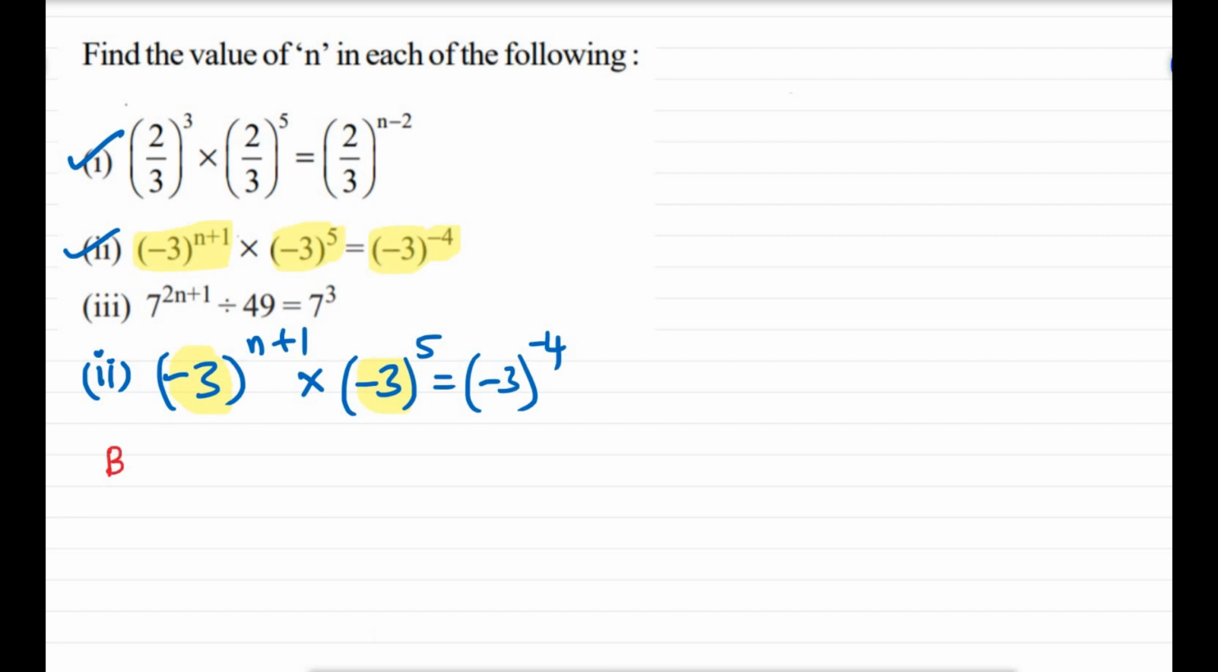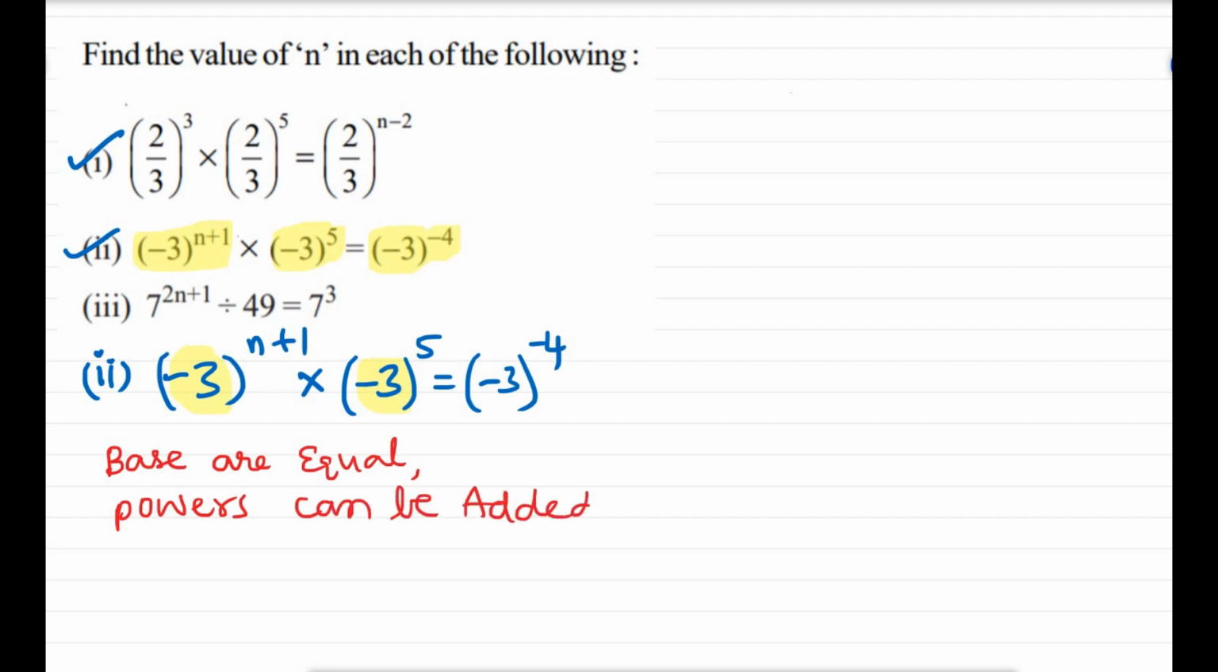So here bases are equal, so powers can be added. So what I'm doing is (−3) to the power of n plus 1 plus 5. So why 5? Since here the power is 5, here the power is n plus 1. Both have been added. And what is the RHS side? It remains the same. So the LHS has been simplified.